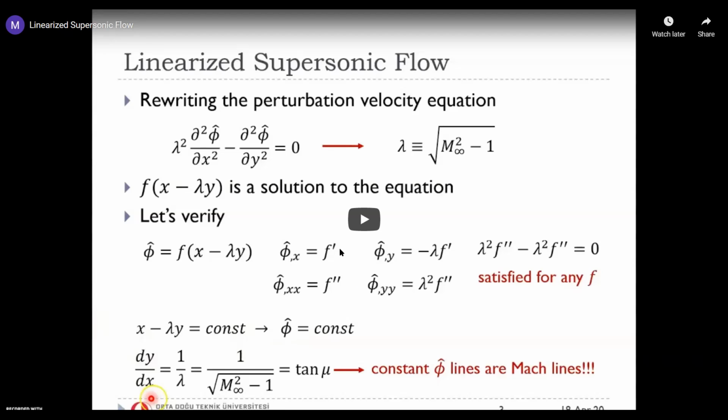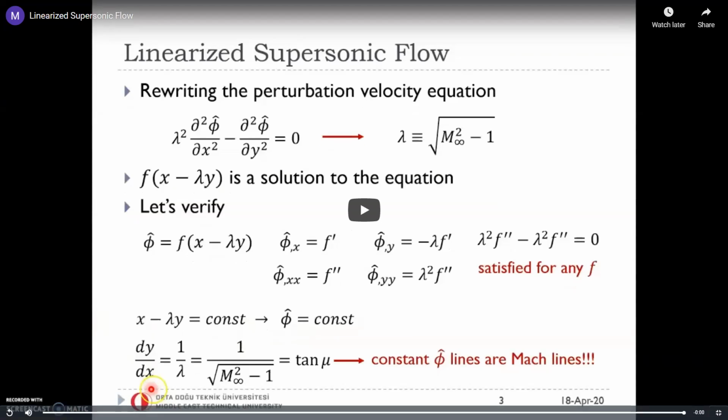Hocam, I think I missed something about that hump part in theta. I'm sorry, mu angles. I didn't understand that part actually. Even if there is no shock wave, we have a wave drag, I think.